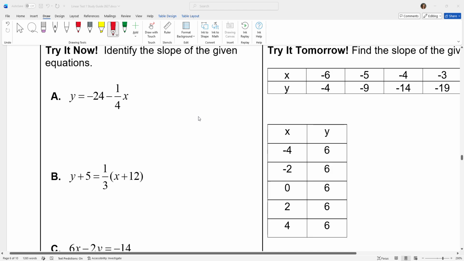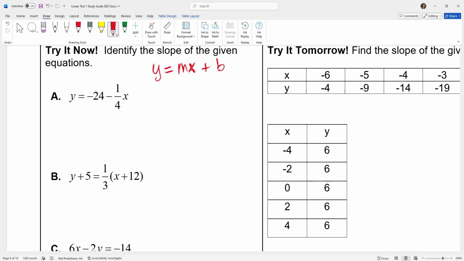All right, this is another easy question set. We're finding the slope of the equations. So looking at A, it is in what we call slope-intercept form: y equals mx plus b. We always say that the slope is married to the x.